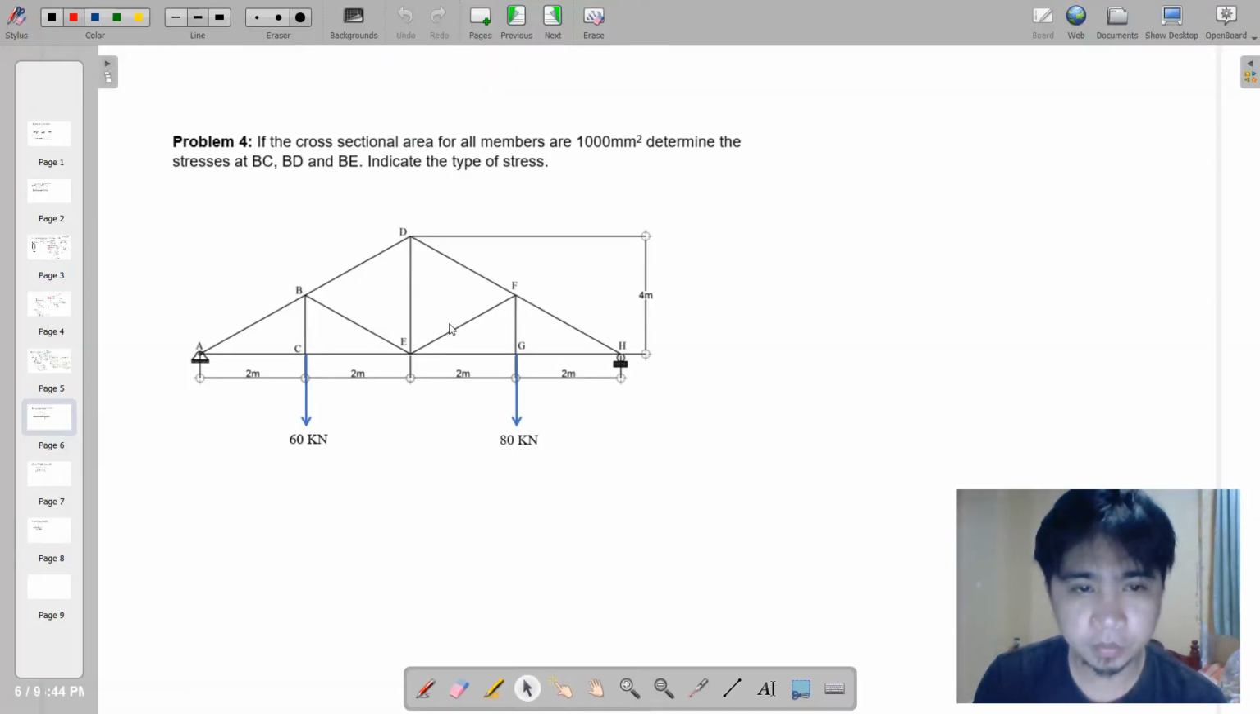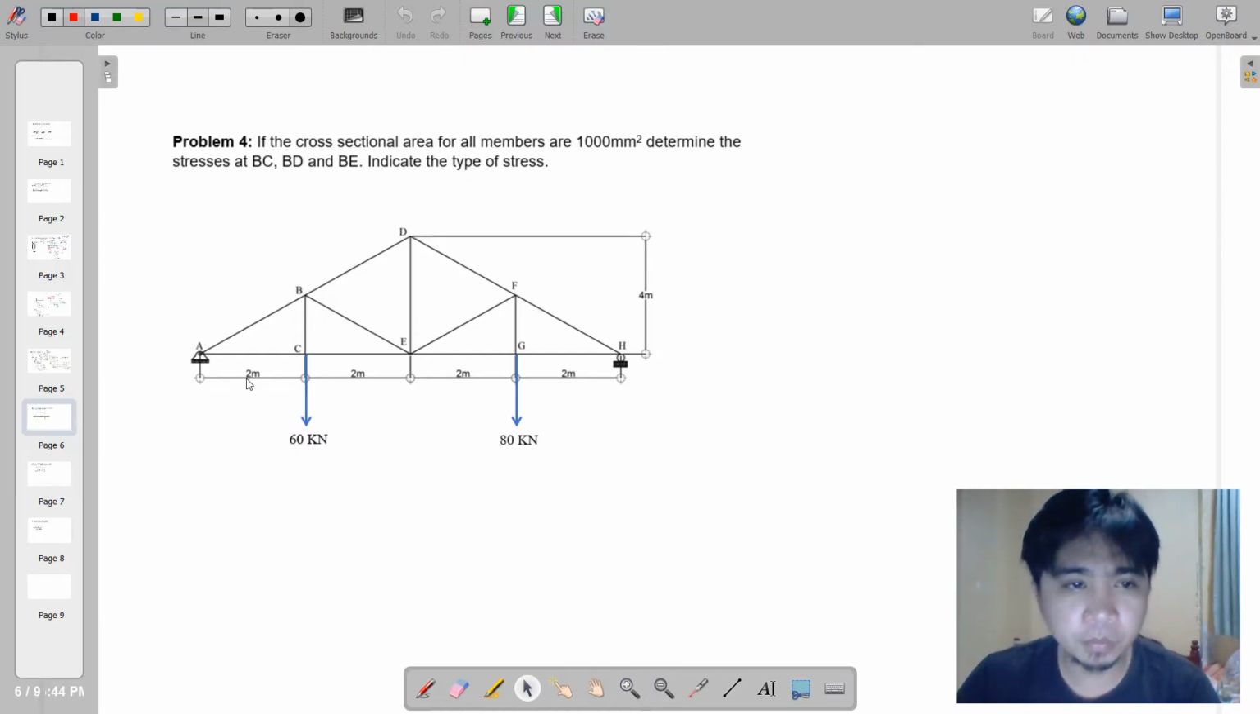Okay, so welcome to this session. We are going to continue with the previous problem we had. For problem number 4, we can see here a truss that is loaded as shown. We are required to determine the stresses in members BC, BD, and BE, and then indicate the type of stress.